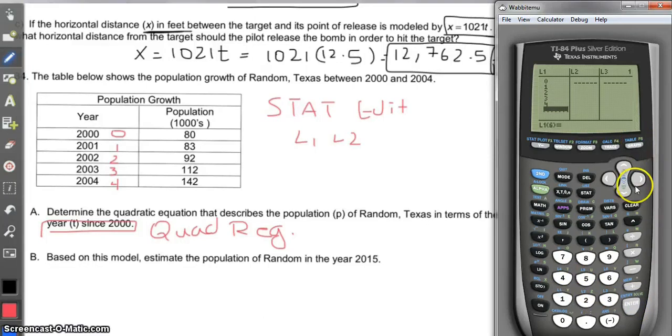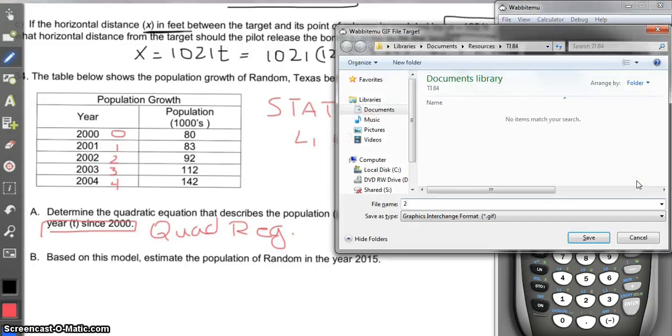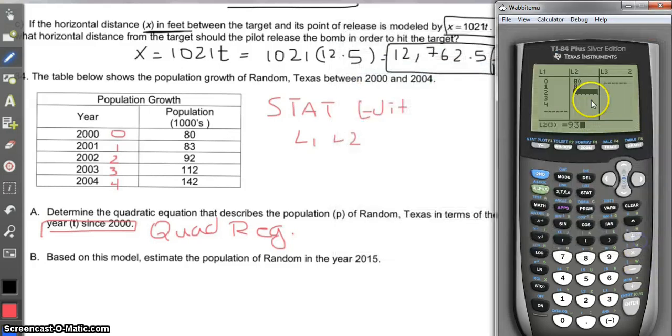Now then you go to L2. You enter the numbers as 80, enter, then 83, enter, 92, and I did something wrong, and backspace over here. So 92, enter, and then 112, enter, and then 142, enter. Now this is the first step.